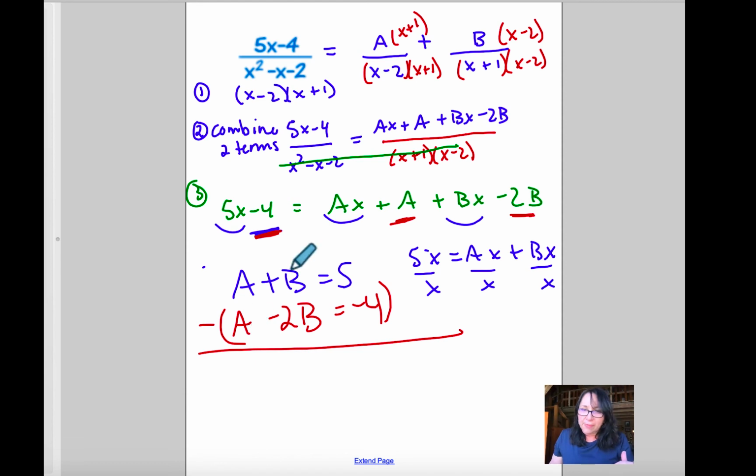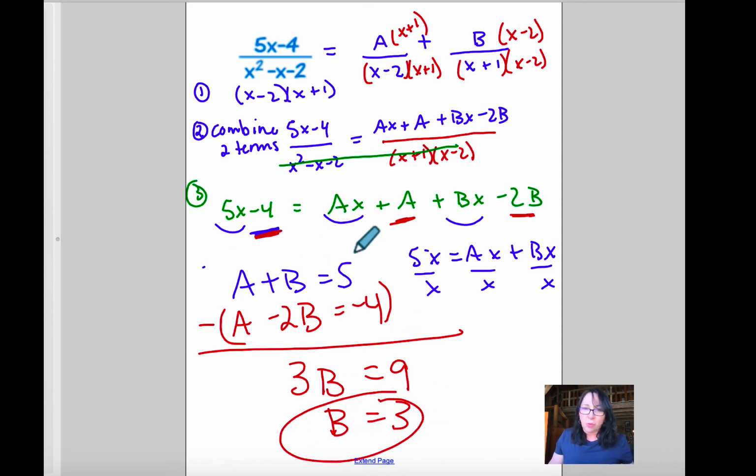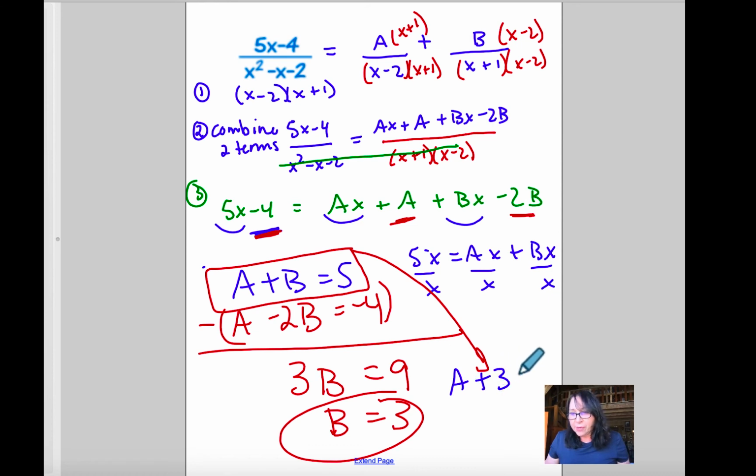So a minus a is gone. b minus negative 2b makes 3b. And then 5 minus negative 4 adds to be 9. So 3b equals 9, so b is equal to 3. Now I've got b. Go back to one of your equations. I'm going to pick this one and plug in 3 for b. So I get a plus 3 equals 5, so a is equal to 2.